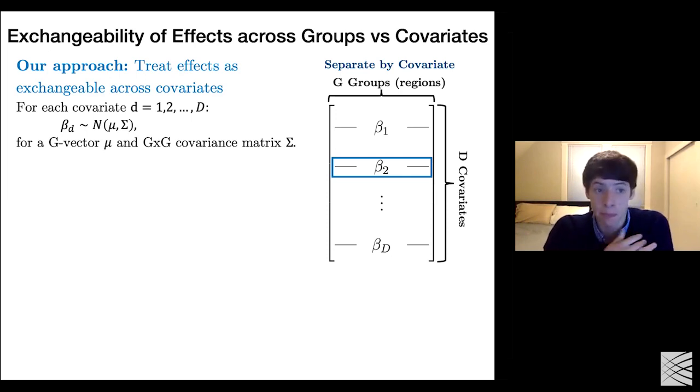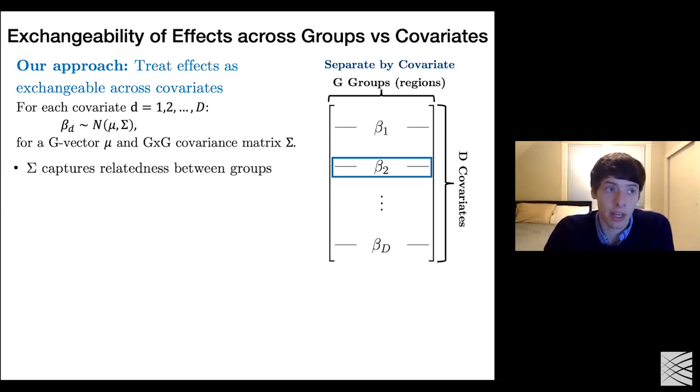And by complete analogy, we then suggest modeling for each covariate D, ranging from 1 to the total number of covariates, big D, modeling each of the beta Ds as distributed a priori IID from the normal with mean mu and variance sigma, where now mu is going to be a G vector of means, and sigma is this G by G covariance matrix. And here now, sigma is able to capture this relatedness between groups.